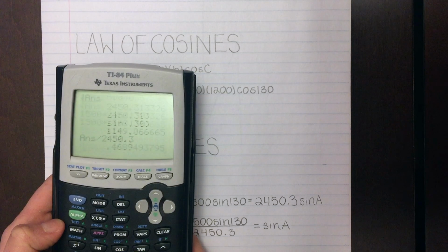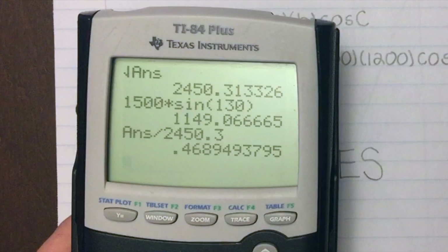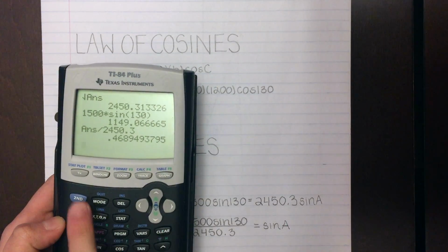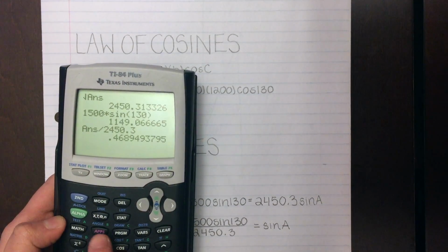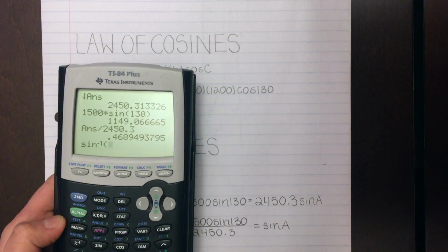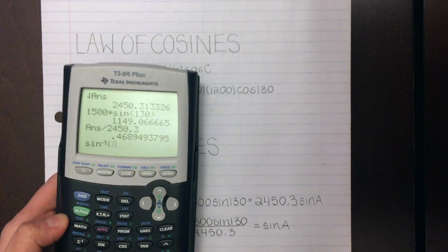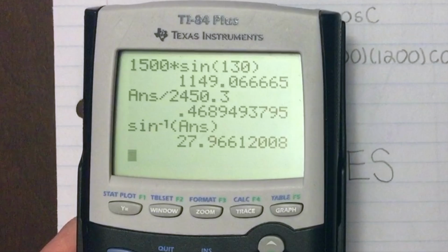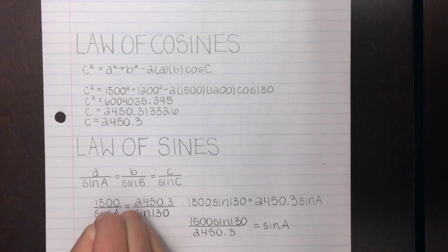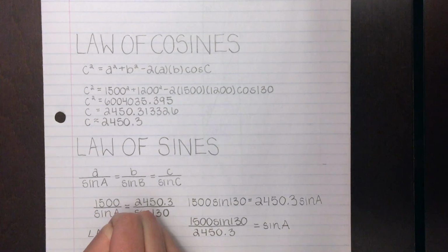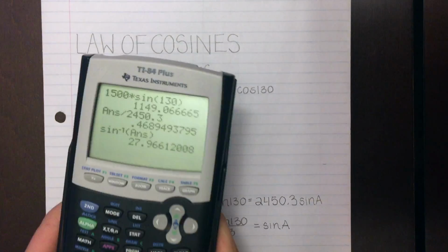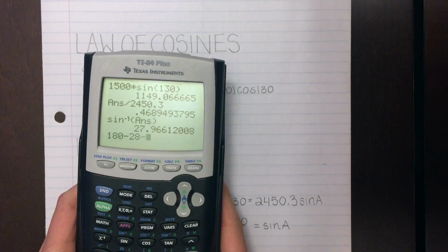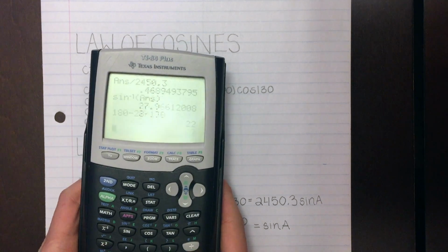Using the calculator, sine A equals about 0.47. Then, use inverse sine to find angle A. The answer is about 28 degrees. Now to find angle B, we can use the triangle sum. 180 minus 28 minus 130 equals 22 degrees, which is angle B.